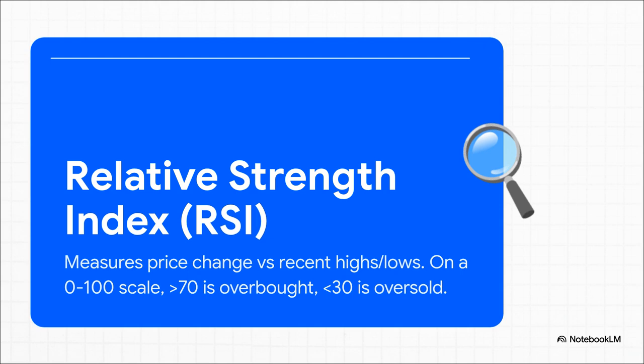It's this line that bounces between 0 and 100. When that needle climbs above 70, it's a hint that the market might be getting a little overheated, what traders call overbought. And if it drops below 30, well, that suggests the asset is oversold, and maybe the sellers are just running out of steam.